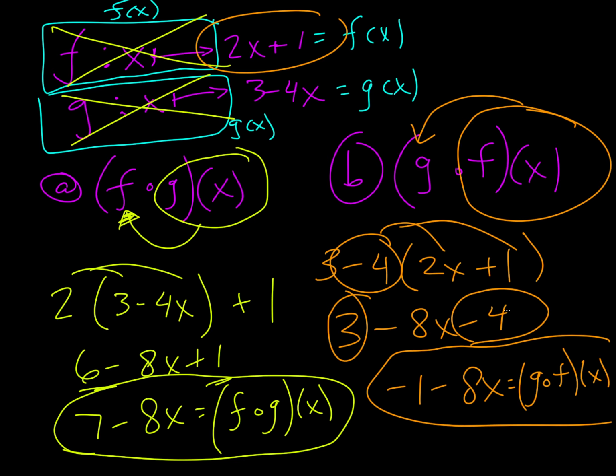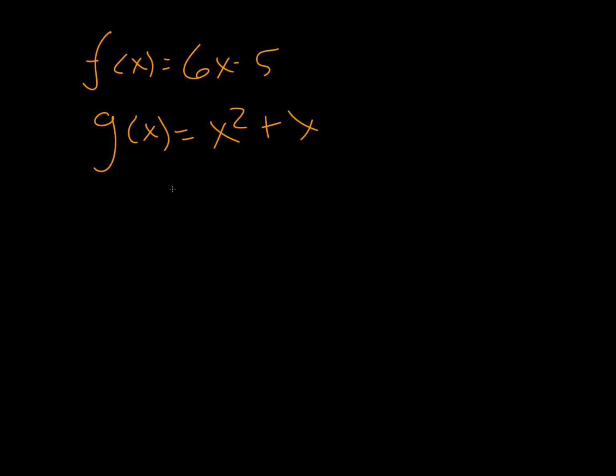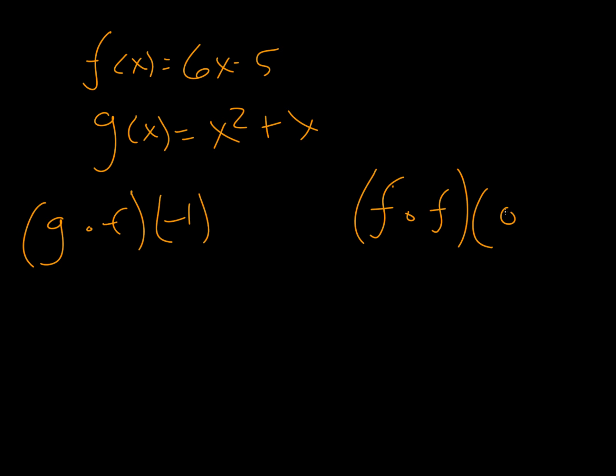Okay, now moving on to the next one. Now we're given that f of x is equal to 6x minus 5, and g of x is equal to x squared plus x. We need to find g of f of negative 1, as well as f of f of 0.